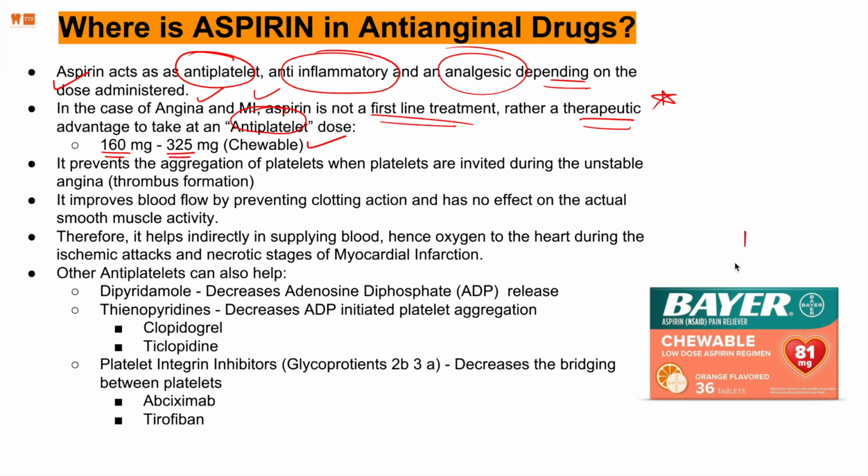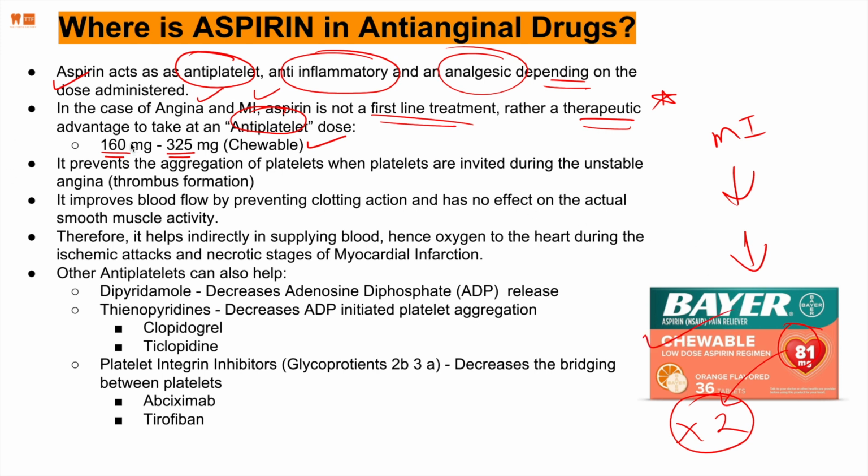So in this case, this brand right here shows aspirin as an NSAID pain reliever. It's chewable low dose aspirin, 81 milligrams. We would offer to take 2 tablets right away. Right away. Whenever there is MI, take aspirin. 2 right now. Chew it.